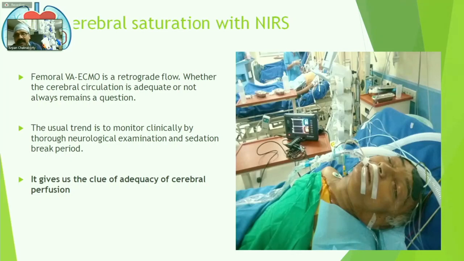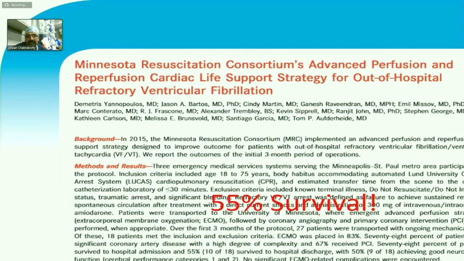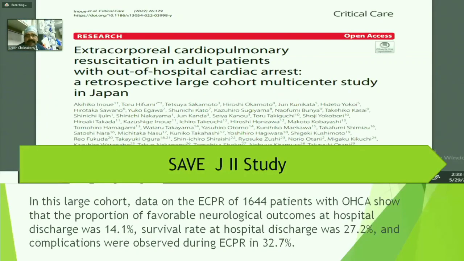And this is a very landmark trial which came out in Resuscitation, the CHEER trial, with a very good survival of 55% by the Minnesota Resuscitation Consortium's advanced rapid reperfusion cardiac life support strategy, and they have given a 54% survival. This is another new study, the SAFE J2 study, which happened in Japan, and they have ECPR of almost 1,644 patients where a favorable neurological outcome at hospital discharge was 14.1%, which is kind of low, but survival rate at hospital discharge was 27.2%, and complications observed during ECPR were 32.7%.